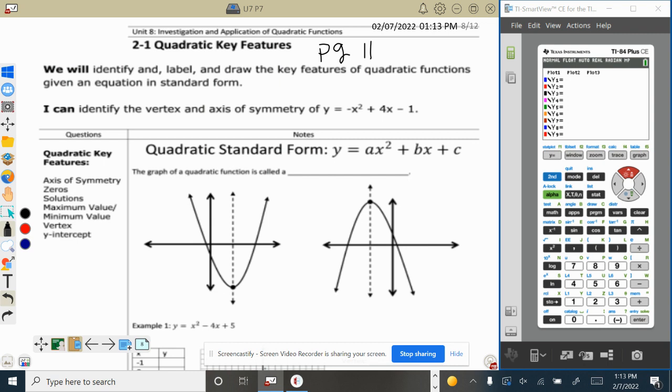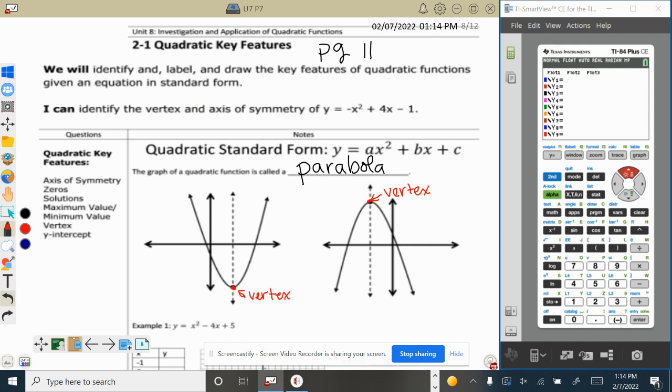When we talk about the graph of a quadratic function, it's called a parabola, and it's this kind of curved shape. We've got some key features that we want to label on our parabola. Whether the parabola opens up or opens down, the key features are going to be the same. The first one that we want to talk about is our vertex. The vertex is that point of the graph where it changes direction.